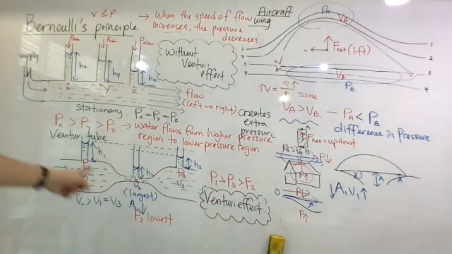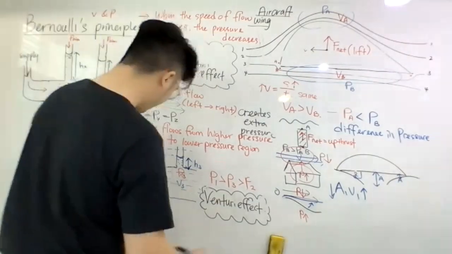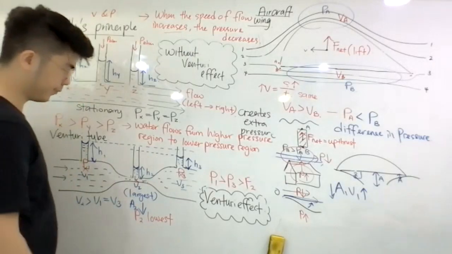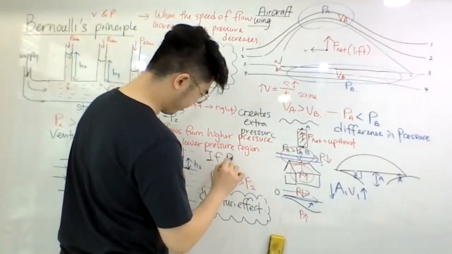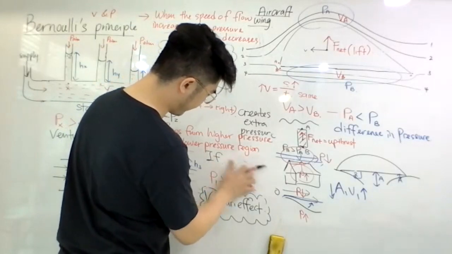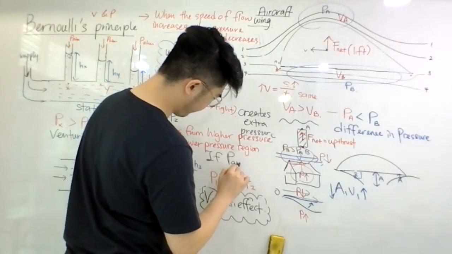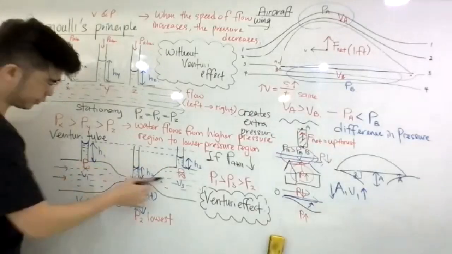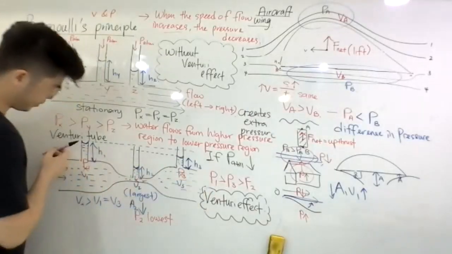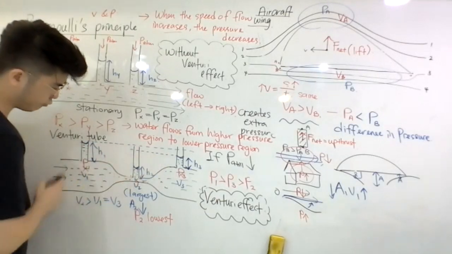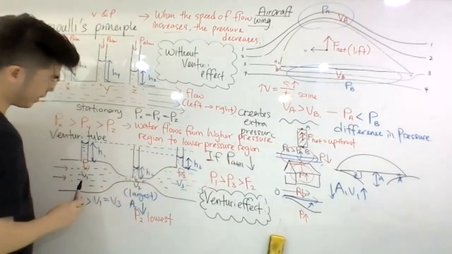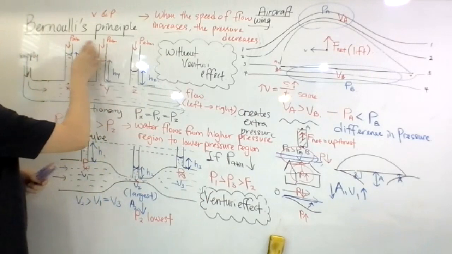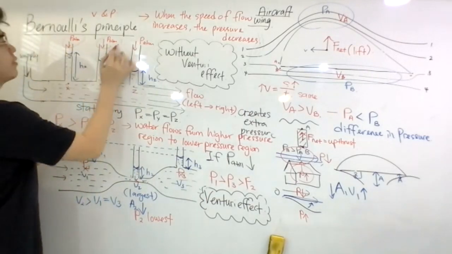Now, if the question asks you, for the venturi tube, what happened to the height of the water if the atmospheric pressure is decreased? If atmospheric pressure, P_atm, is decreased, what happened to the water height here? The flow of water going from here to here, we got the height, highest is this one, second, third. If the atmospheric pressure is decreased, that means the pressure preventing it from rising, this one, is decreased. What happened?